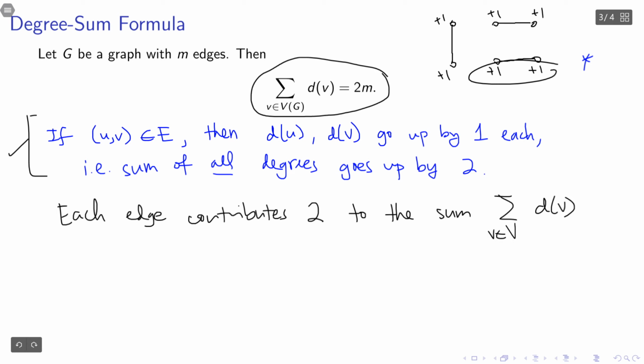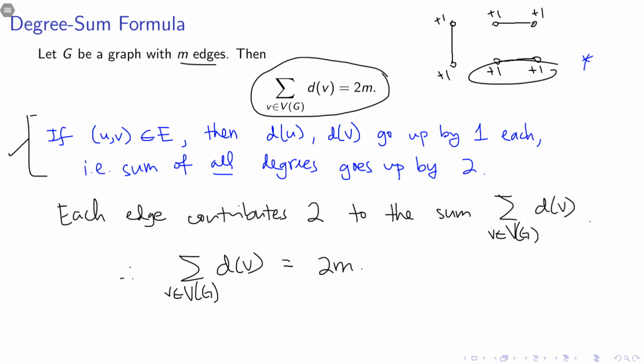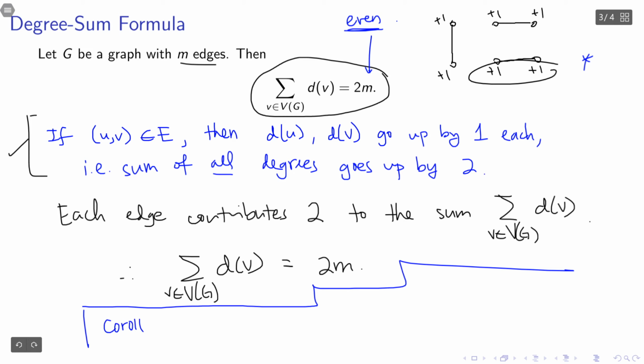And so, v in the vertex set of G. Therefore, this sum is exactly going to be equal to twice the number of edges. If m is the number of edges, then it's 2 times m. And this actually gives us an easy way to check whether a degree sequence can't be realized as a graph, right? Because this tells us that the sum must be an even number. So that's going to be a corollary here, or a direct consequence of this degree sum formula.